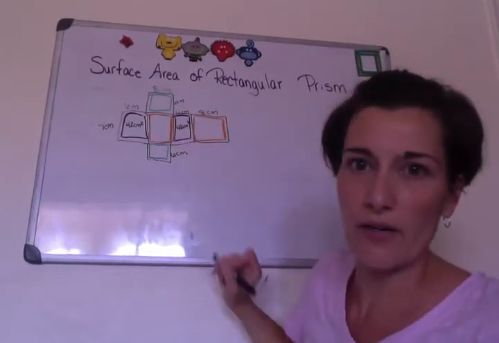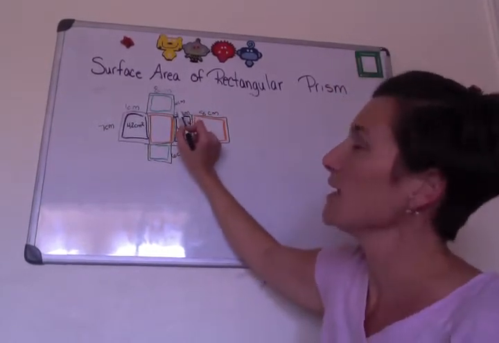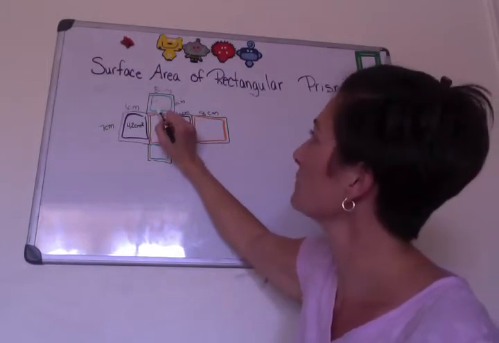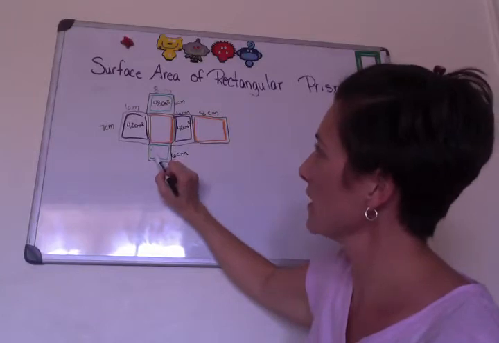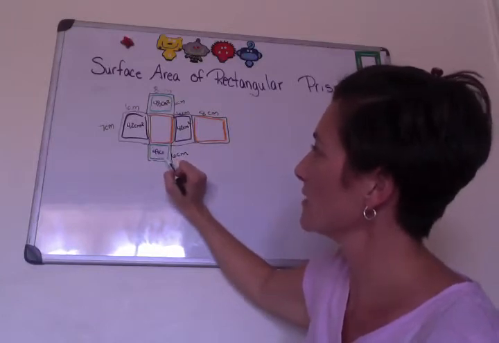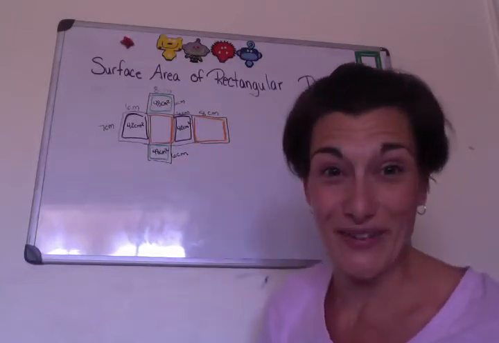This green one up here has 2, so let's see, 8 times 6 is 48 centimeters squared, which means that this one is 48 centimeters squared. Pretty easy so far, right?